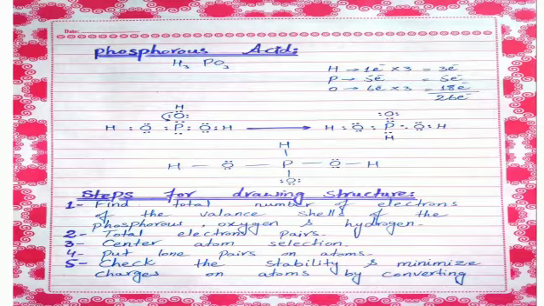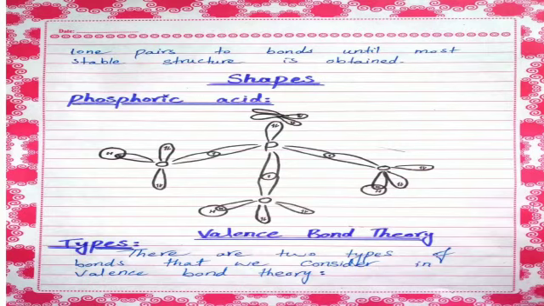Next, we will discuss the steps for drawing the structure of phosphorus acid, which are: firstly, find the total number of valence shell electrons of phosphorus, oxygen and hydrogen. Next, total electron pairs. The third point is central atom selection. The fourth point is to put lone pairs on atoms. Next, check the stability and minimize charges on atoms by converting lone pairs to bonds until the most stable structure is obtained. And next, the shapes of phosphoric acid are given.